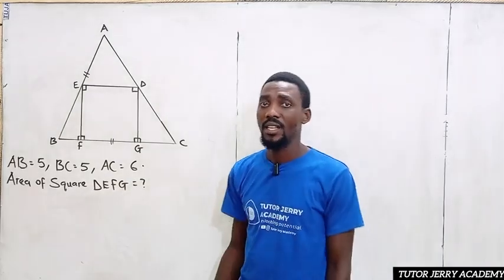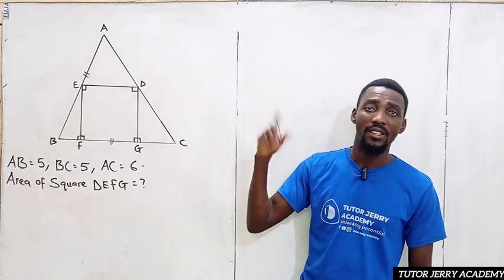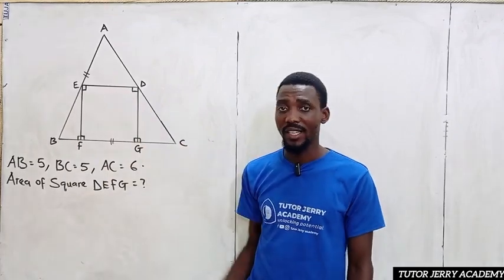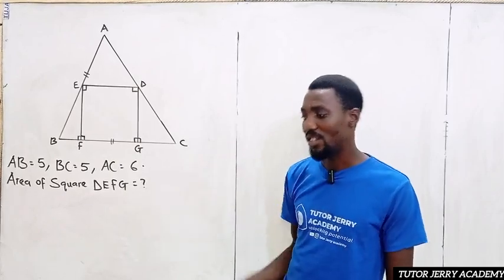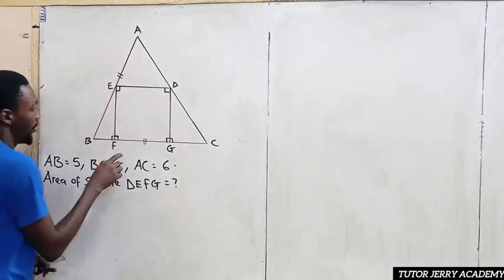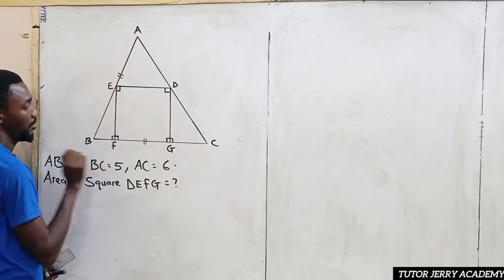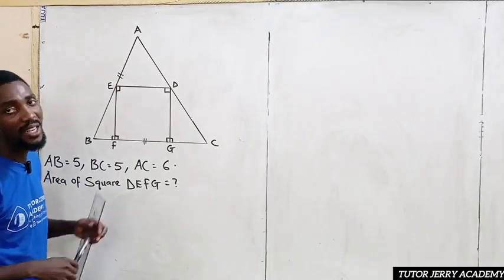Now, you know the formula for a square. The formula for a square is just the side squared, right? But we don't know the side, so we have to analyze that and see how we are going to solve it. Now, if BC is 5 and AB is 5, we know that this line is the same as this line, and then we know that this is an isosceles triangle.